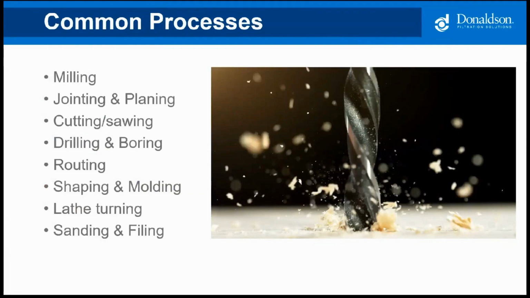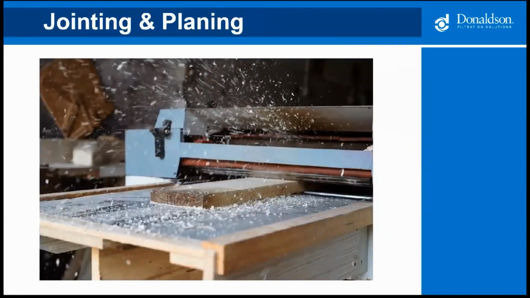Now we'll take a look at some common woodworking processes that utilize dust collection. Jointing is a flattening of one face and one edge as part of a milling process. Planing is used to smooth and remove excess material from wooden surfaces to create a near finished surface. Both of these processes can produce a large volume of dust and much larger particulate.